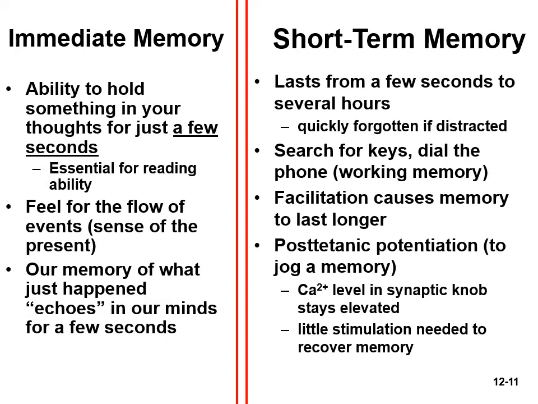So let's start with immediate memory. Immediate memory basically allows you to follow the flow of the room. It allows you to follow a story that someone's telling you. It allows you to see how the events that you're currently in, you remember the beginning and you remember the end. So for instance, if you're watching an episode of your favorite show, as you're paying attention, you're using your immediate memory to follow the storyline.